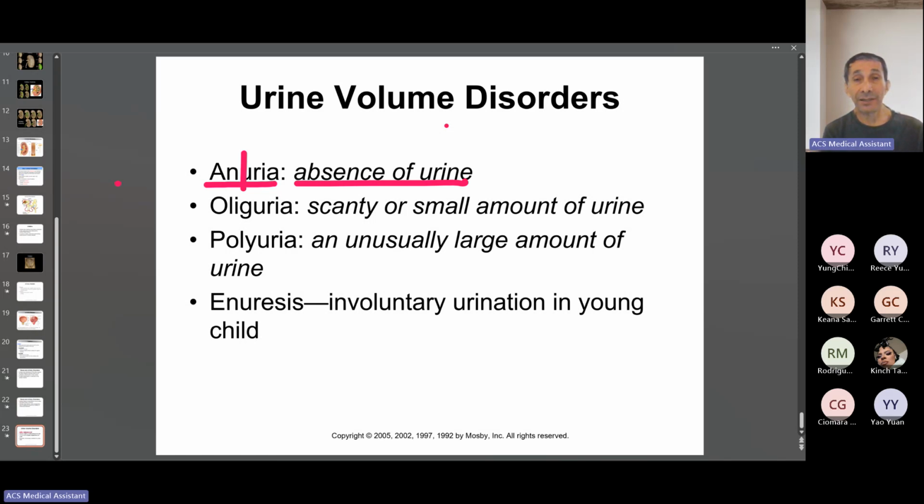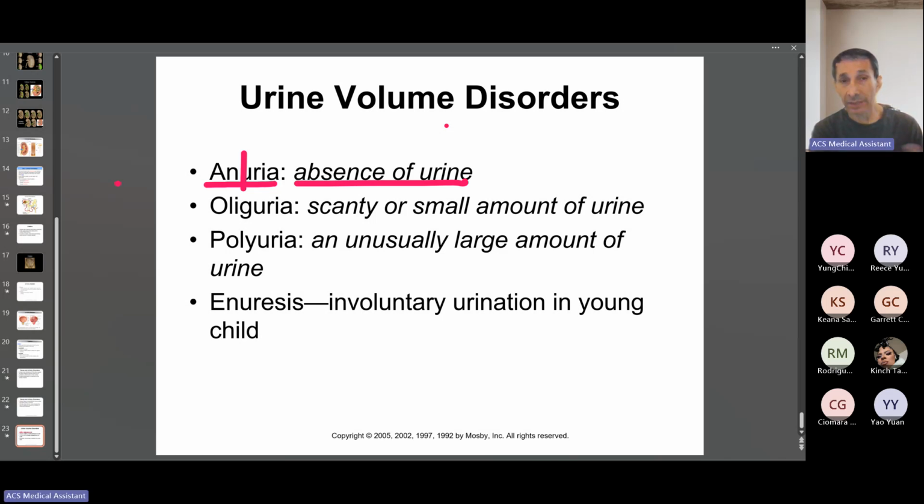So that means that your filter is not allowing anything to pass. There is damage with the glomerulus. There is damage with the nephron. So you're not producing urine. You're not removing the excess of fluids, wastes. Something is wrong with these structures. So that's why you do not produce urine.